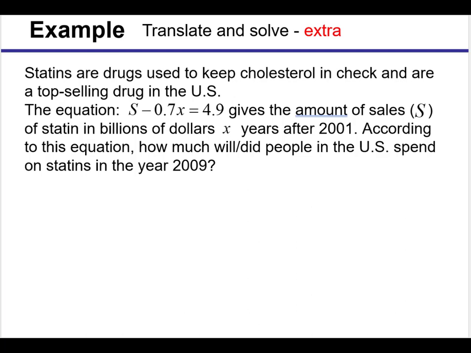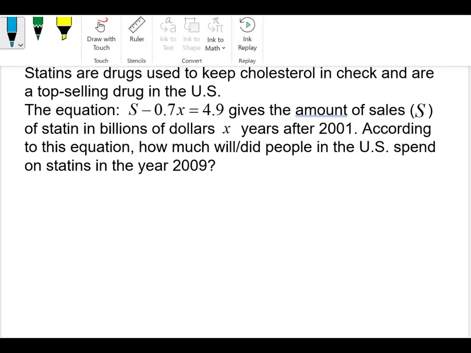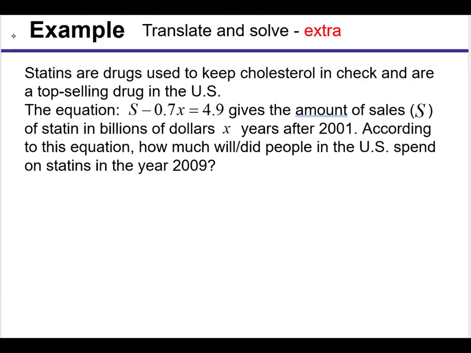Now, according to this equation, how much did the people spend in the United States on the statin drug in the year 2009? Now, it seems like it might be kind of a hard problem. It's talking about a lot of complex things, but they've given us a formula. And equations that have formulas are actually easier because we don't have to invent the equation. So we already know what the equation is.